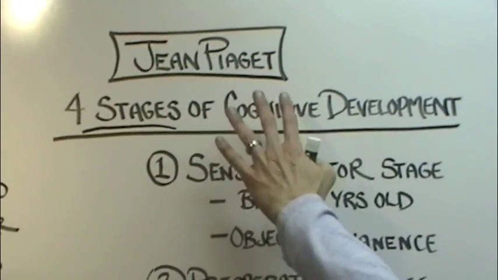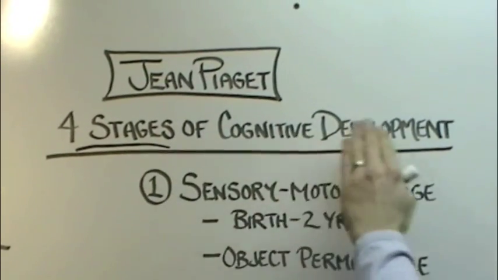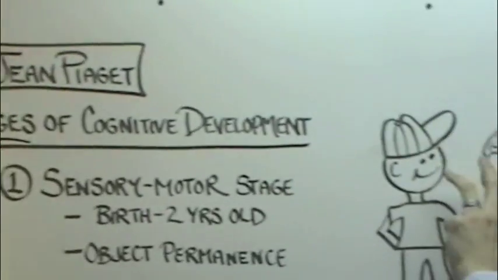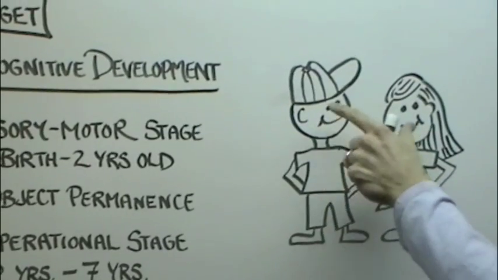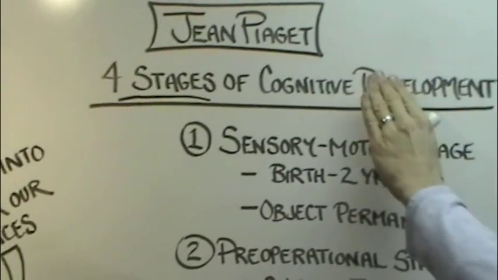So what we're going to do is we're going to look at Piaget's 4 stages of cognitive development. He's concerned with the way children think. So we're not talking about physical development here. We're talking strictly about cognitive or their mental development.